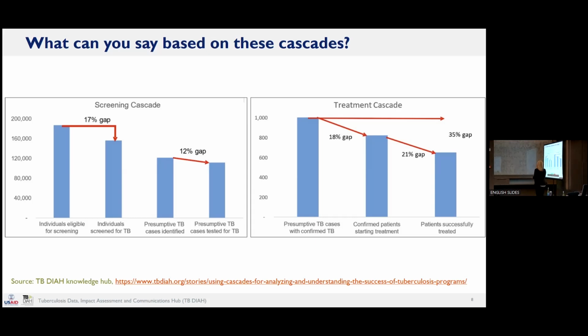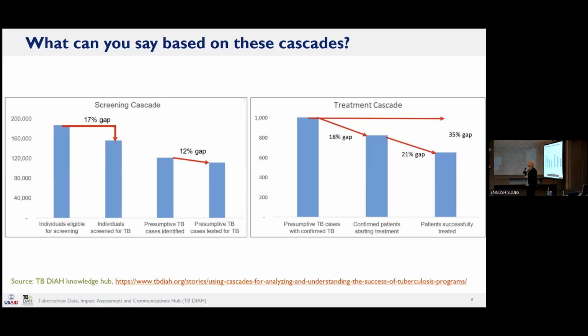And then we see the figure, how many of the confirmed patients started treatment, and we see that only 82% have started. And then we see the patients who were successfully treated. So out of those who have started, only 79% were successfully treated, so either completed treatment or were successfully cured.